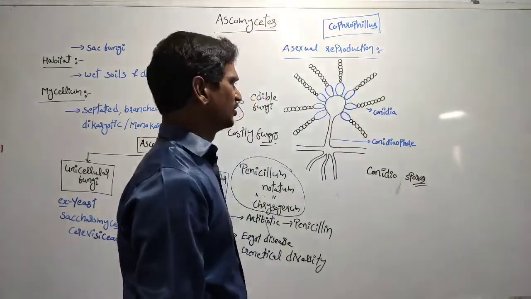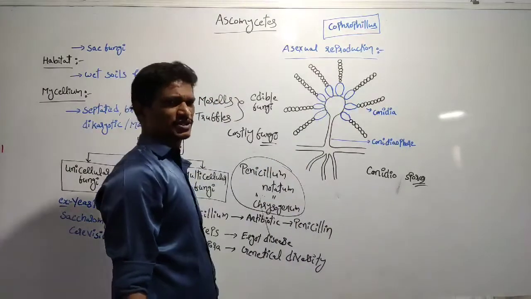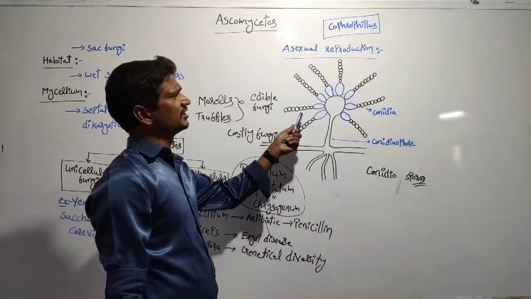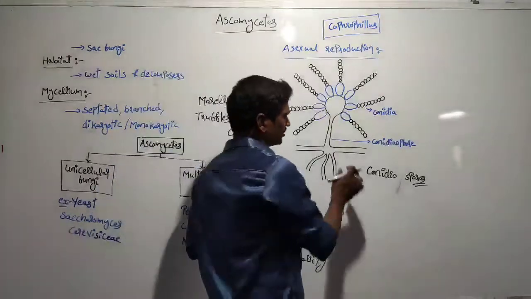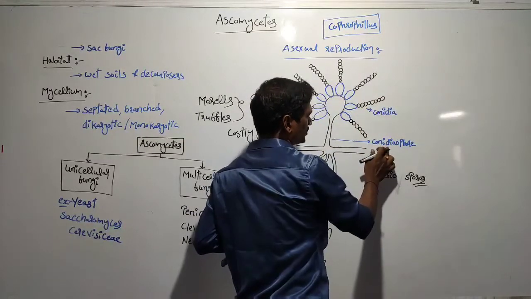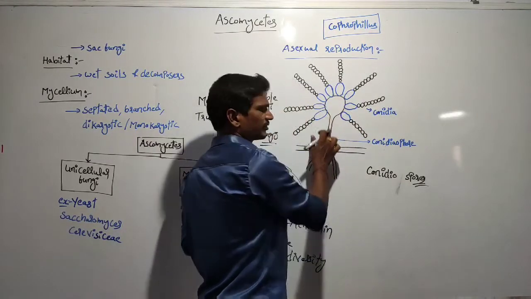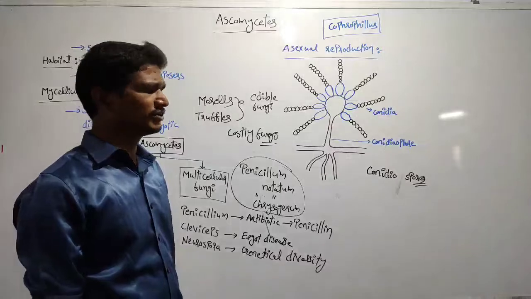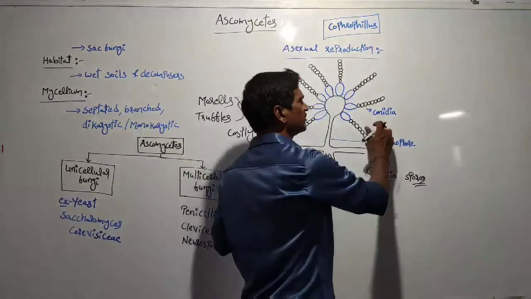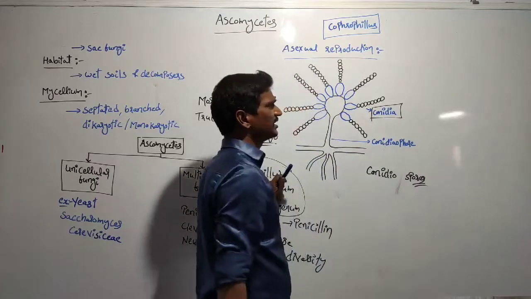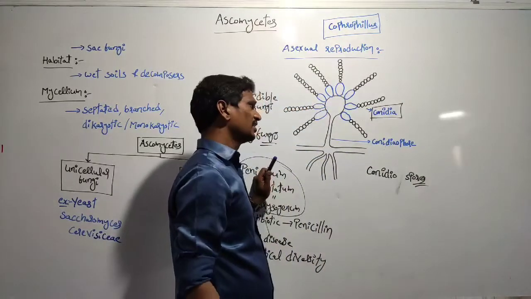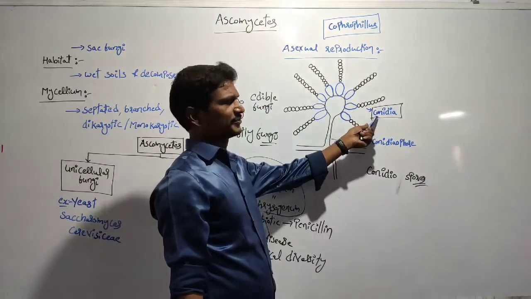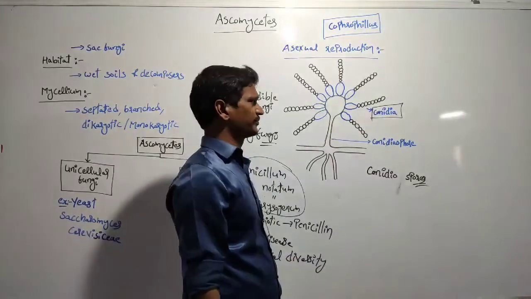I would like to discuss here the structure of Penicillium, the Penicillium fungus. See here, asexual spores are produced. This is a reproductive part, and this part is connected to the mycelium. This particular part is called the conidiophore. The conidiophore contains the conidia, and the conidia are connected to the conidiospores.